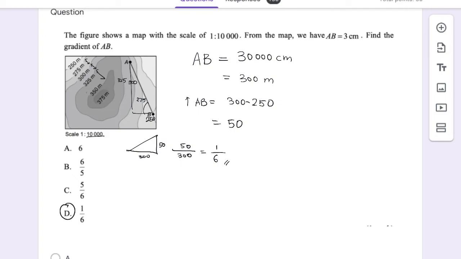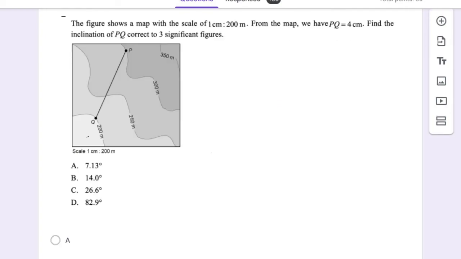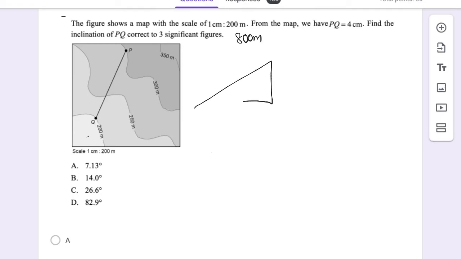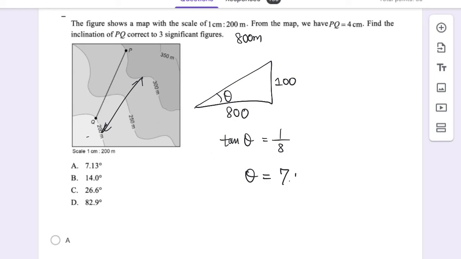D. This question, you can see it will be 1 to 200 meter. And now you know PQ will be 4 cm. That means that will be 800 meter. So once again, you just have to draw it like this. Now this is 800. And for the height, this is 1 over 100. That's why the gradients will be tangent theta when you're going to find out this theta of 1 over 8. So you take the answer like this. You have theta equals to 7.13 degree.